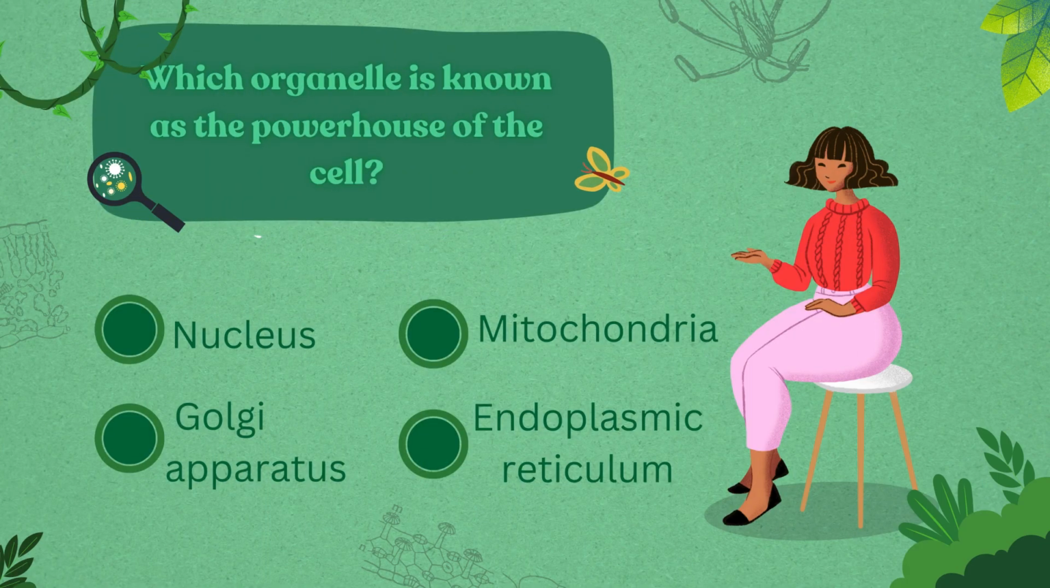Which organelle is known as the powerhouse of the cell? Nucleus, Golgi apparatus, mitochondria, endoplasmic reticulum. Answer: 3. Mitochondria.